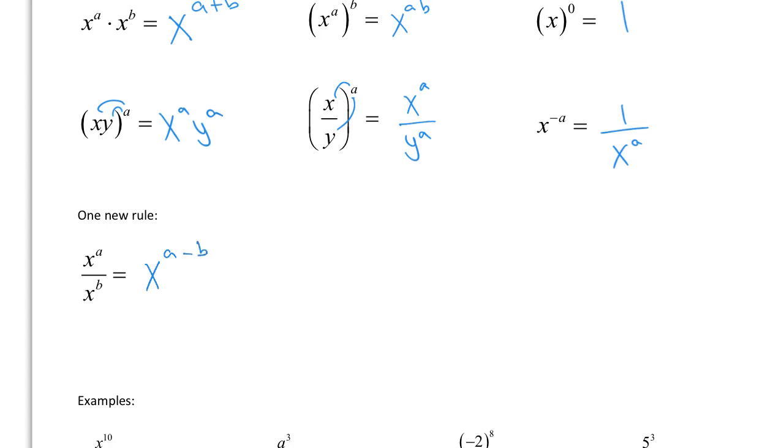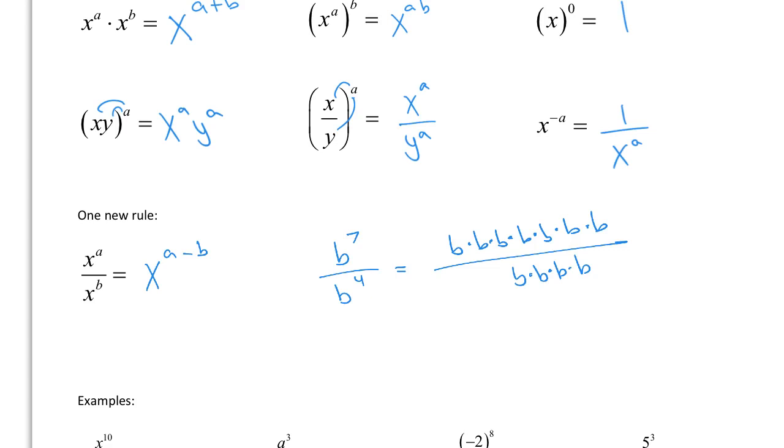Quick example of what that looks like. If we had, let's say, b to the 7th over b to the 4th. Well, really that's b times b times b times b times b times b times b, 7 b's on top and 4 on the bottom. And we know from division, if you're dividing something by itself, it equals 1. And so 4 of these b's can cancel out, and we're left with 3 b's left over. So the answer there is b to the 3rd. And look at the exponents, 7 minus 4 is 3. Okay.